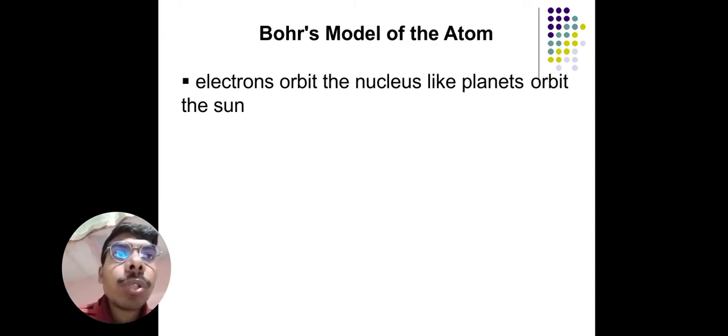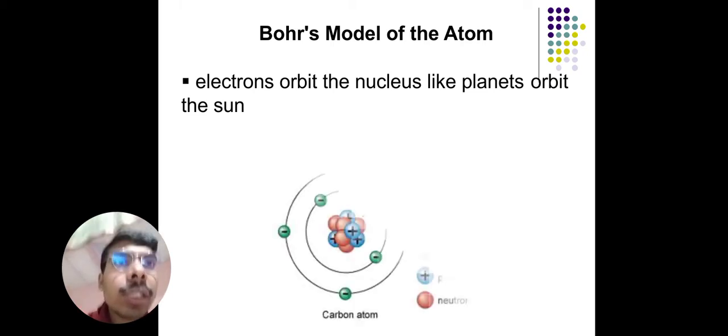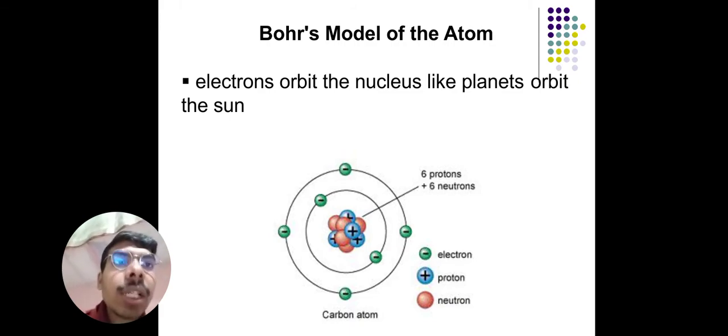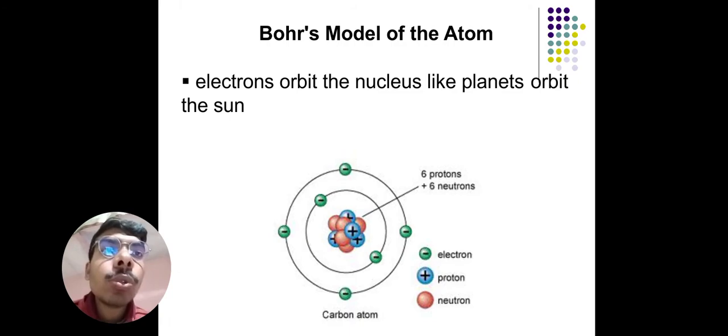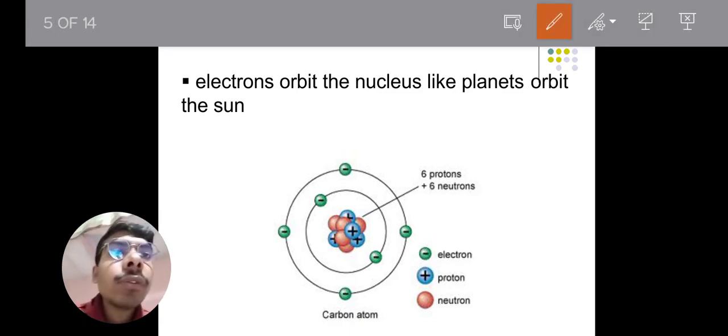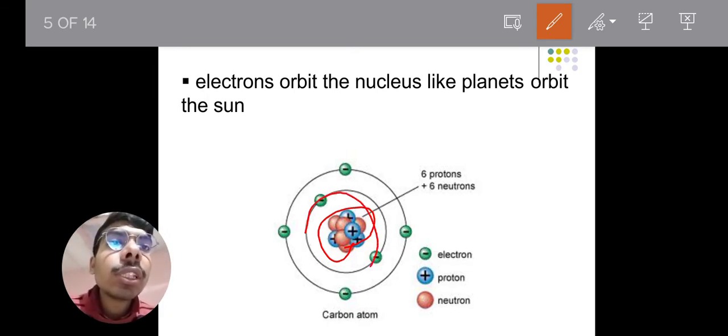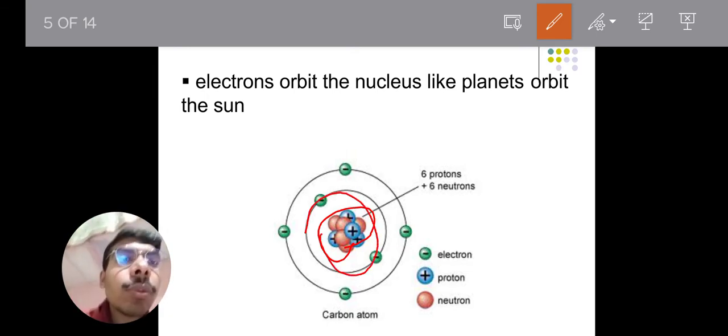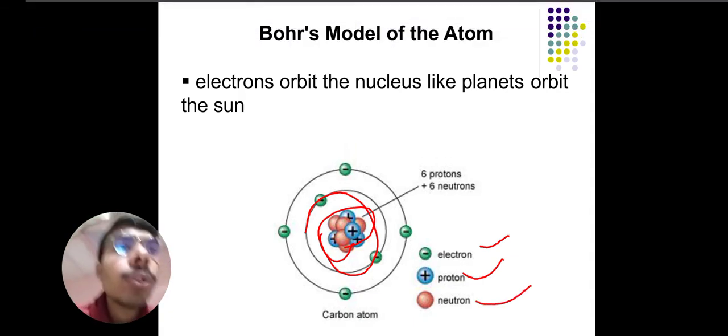Next comes Bohr's model of the atom. Electrons orbit the nucleus like planets orbit the sun. This is very similar to the planetary model. It has a nucleus with positively charged particles and most of the mass. Outside, electrons revolve in circular fixed paths. This concept of fixed path was given by Bohr. The electrons are represented by green balls, protons by blue balls, and neutrons by orange balls.